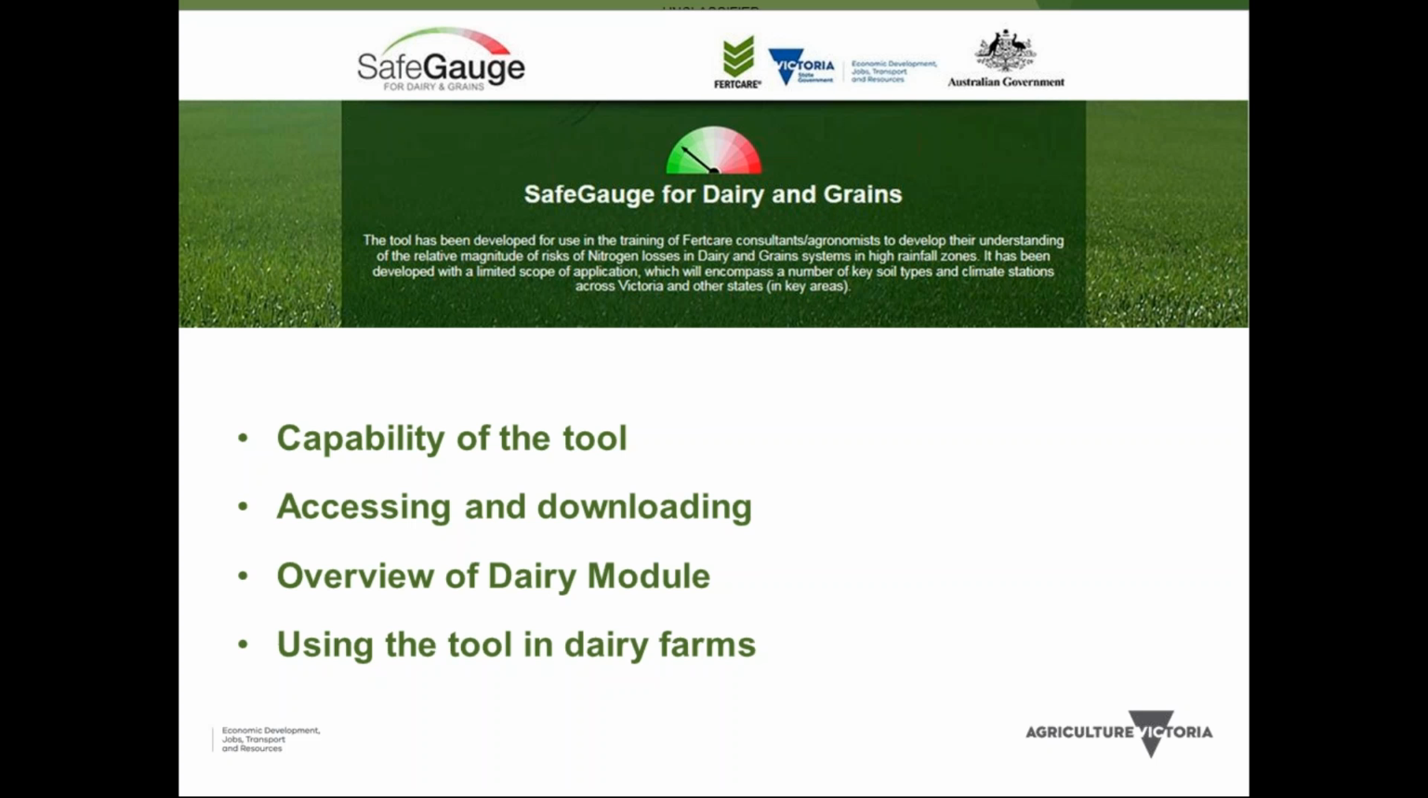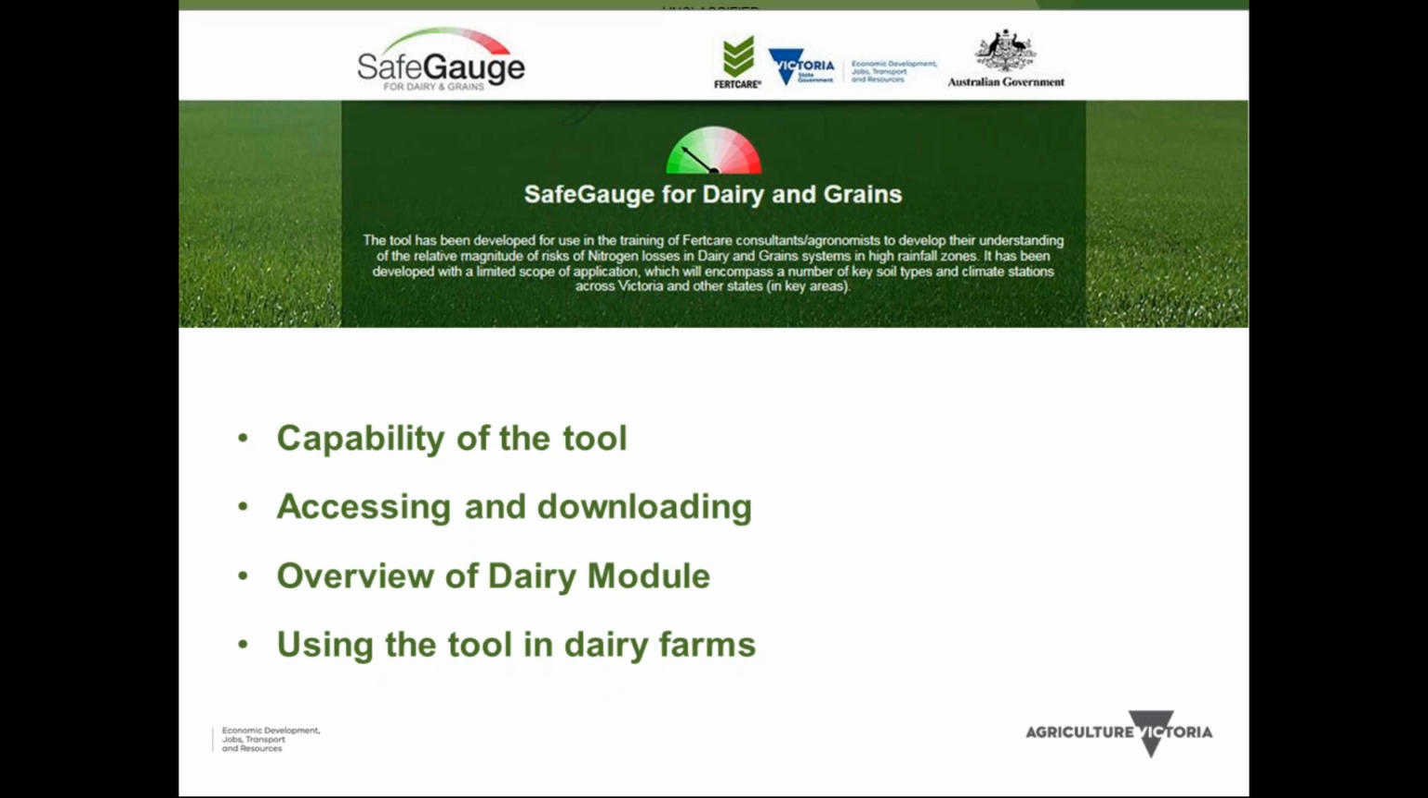The capability of the tool: the SafeGuage for dairy and grains is a user-friendly tool that qualitatively assesses the potential risk of off-site movement of nitrogen in drainage, runoff, and as denitrification as a result of on-farm management. It is developed to be used as part of the training for advisors within the FERTCare project, and also for advisors who undertake the training.